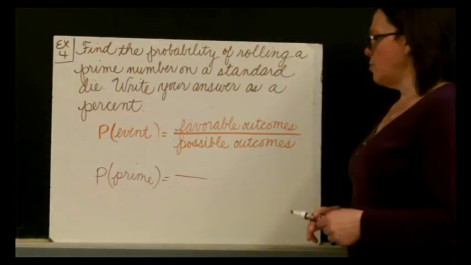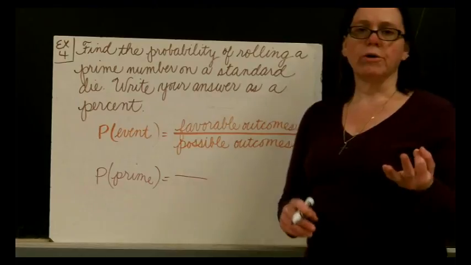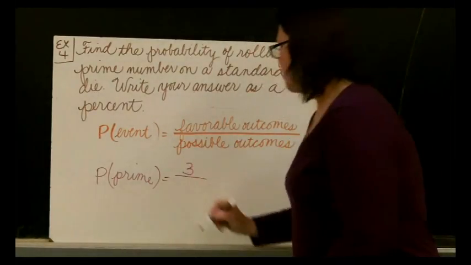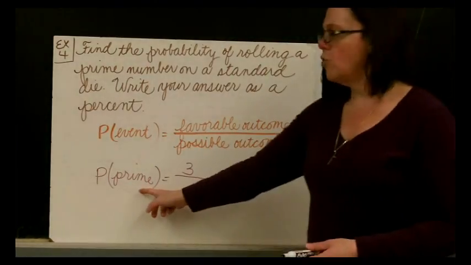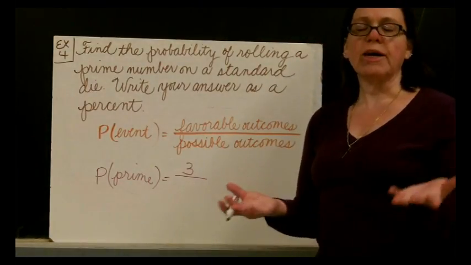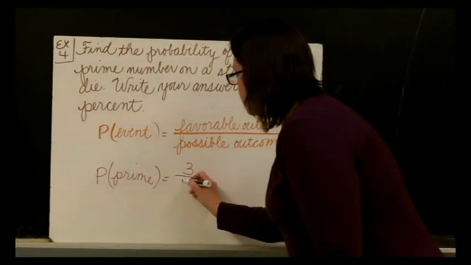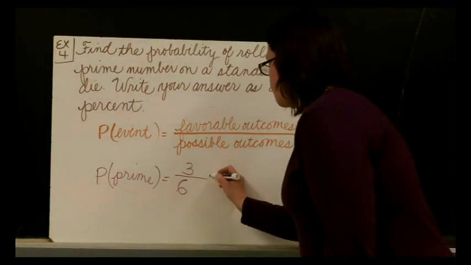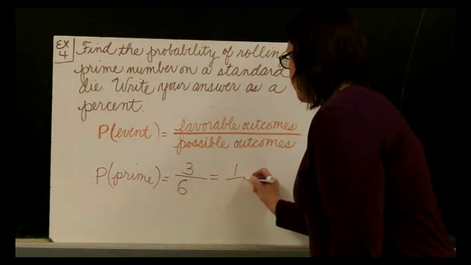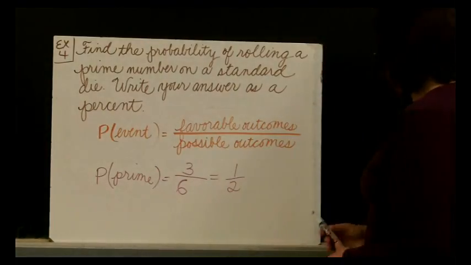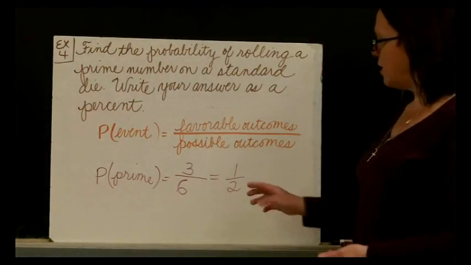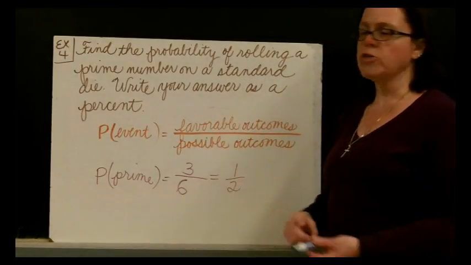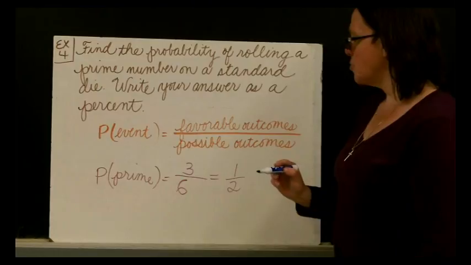On a standard die, which is numbered 1 to 6, there are 3 prime numbers, 2, 3, and 5. Those are our favorable outcomes because our hope is to roll a prime. On a standard die, the numbers are 1 to 6, which means that there are 6 possible outcomes. If the probability is 3 to 6, we simplify that to 1 to 2. And that would be fine if we were only looking for the probability, but we have the second set of directions here. Write your answer as a percent.